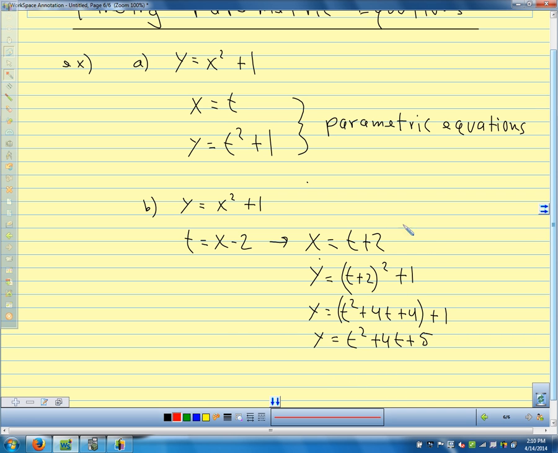So if I combine these, x equals t plus 2, y equals t squared plus 4t plus 5, those would be my parametric equations for this equation, y equals f of x. So two different parameterizations, two different sets of parametric equations for the same graph, y equals x squared plus 1. Both of these would give us this parabola. So finding parametric equations, when they give you the parameter, it's really easy. Sometimes, when you go further with this, you'll have to figure out what's going to be a good parameter. Here they just tell you the parameter.